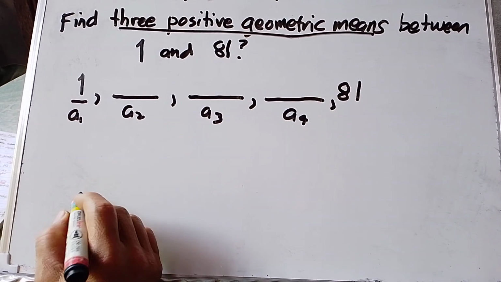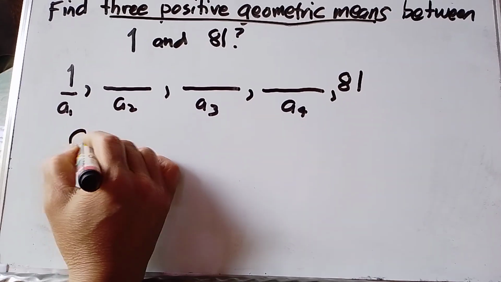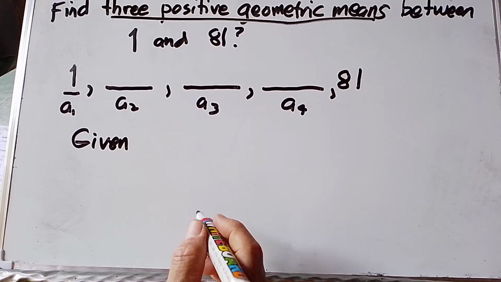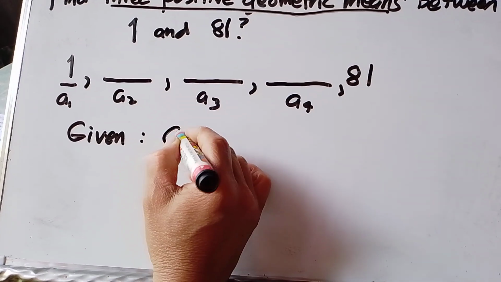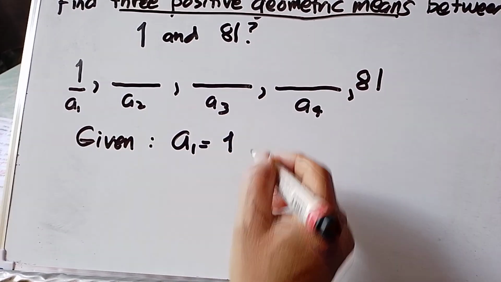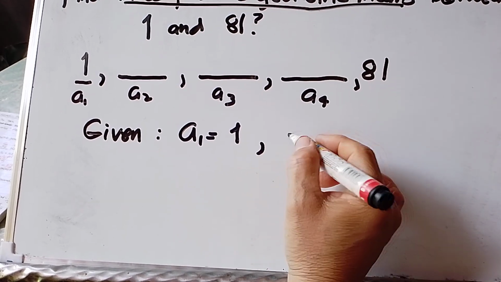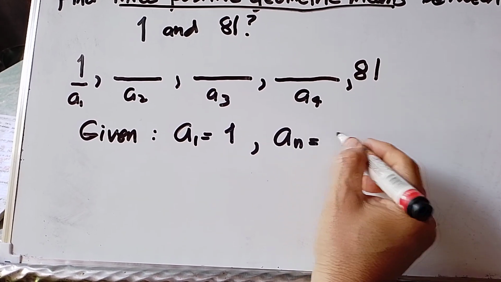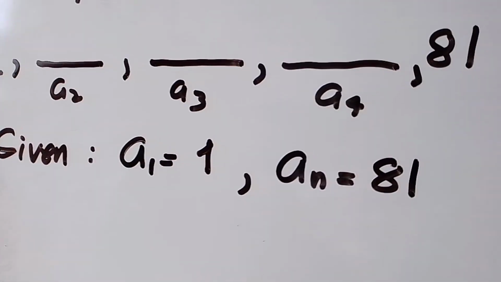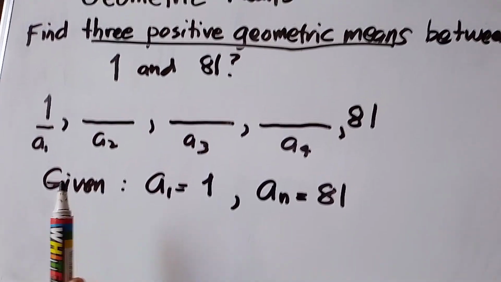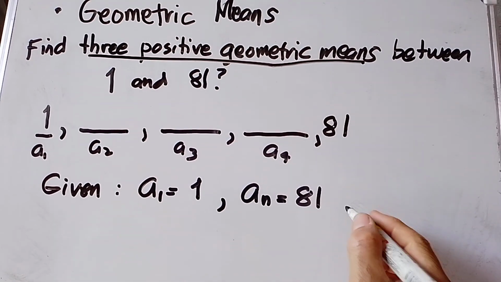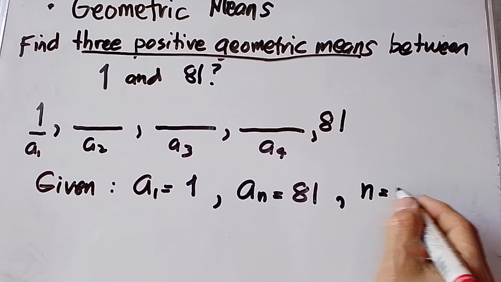So what are the givens for this number 1? A1 is 1. And then what else? A sub n is 81. And then how many terms do we have? 1, 2, 3, 4, 5. So n will be equal to 5.